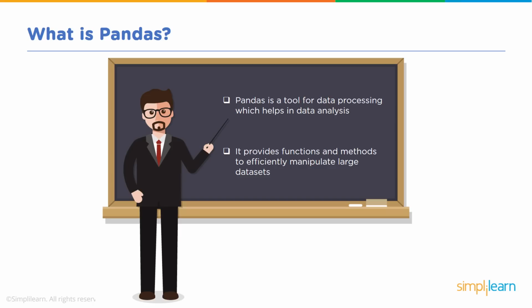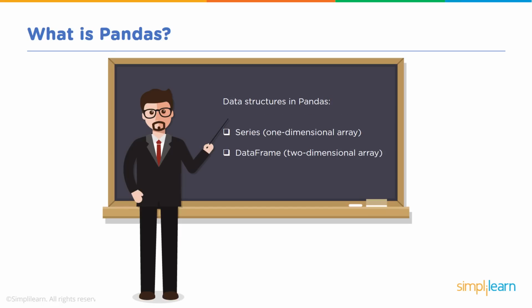The data structures in Pandas are series, one-dimensional arrays, and then data frame, two-dimensional arrays. It really centers around the data frame. The series just happens to be part of that data frame.